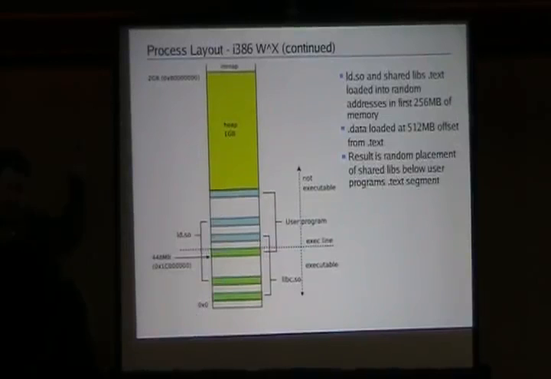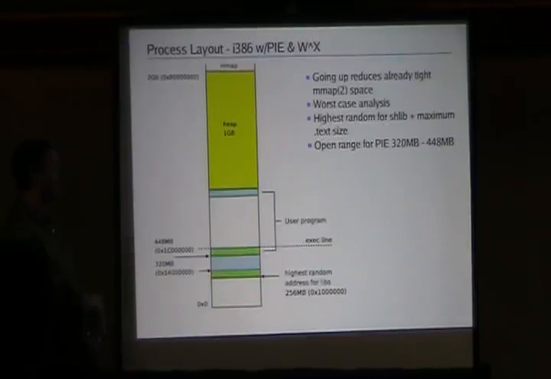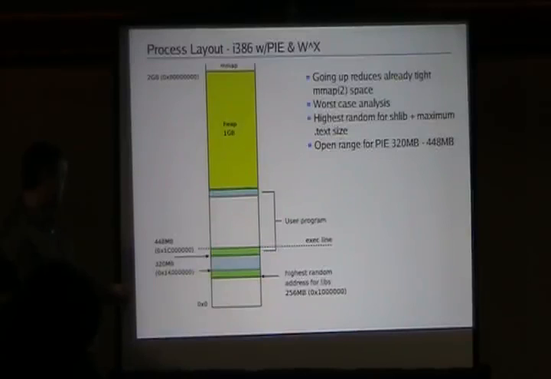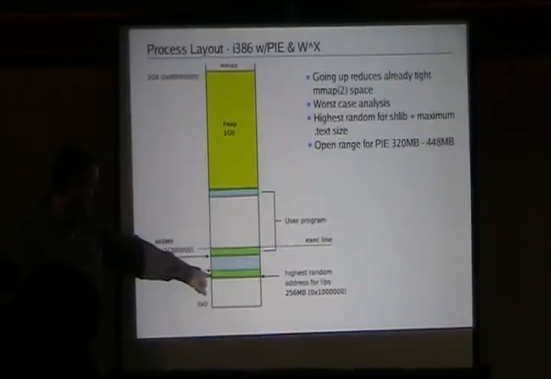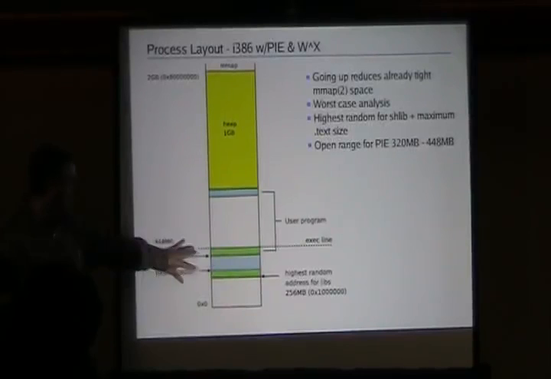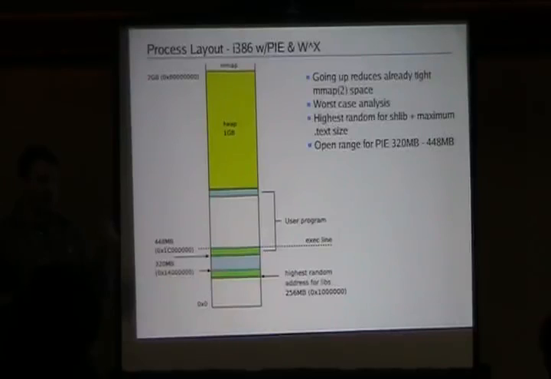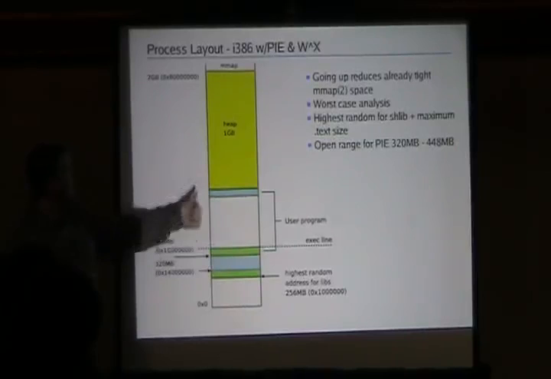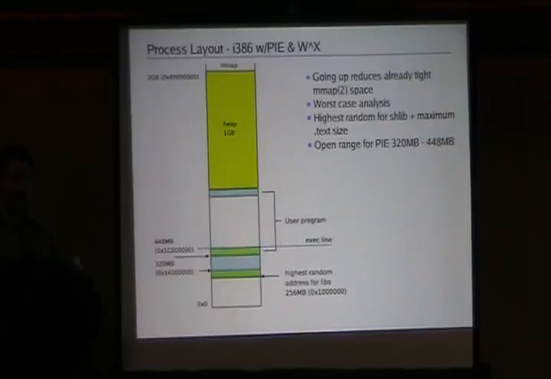So trying to implement PIE on i386, we had to find an area within that space that we could use to randomize the load of the main program. Taking a look at our existing scheme, what we saw was that for shared libraries, the maximum random address they would load at is 256, and the maximum text size is 64 meg. So from 320 meg to 448, there was an area of memory that was typically not utilized. That's the area where, with PIE on OpenBSD, it'll randomize the load of the executable. We chose that as opposed to moving up because as you move everything up, you reduce your mmap space, and we didn't want to take away already tight mmap space on OpenBSD.